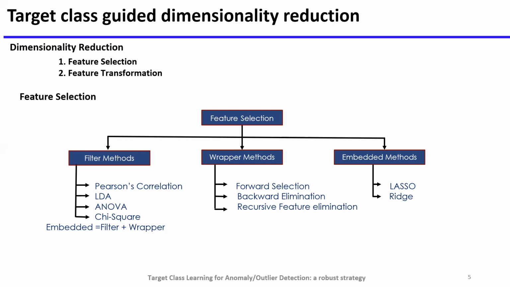Somehow, there are options that we may go for the embedded techniques, where we follow both the benefits of filter and wrapper methods. Apart from that, in embedded methods, we have LASSO and ridge methods. So these are basically the most conventional techniques of feature selection methods.